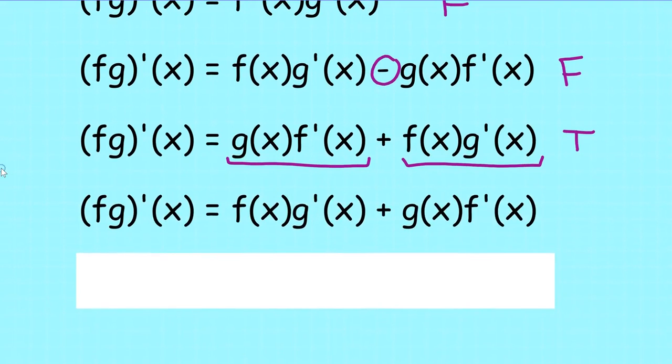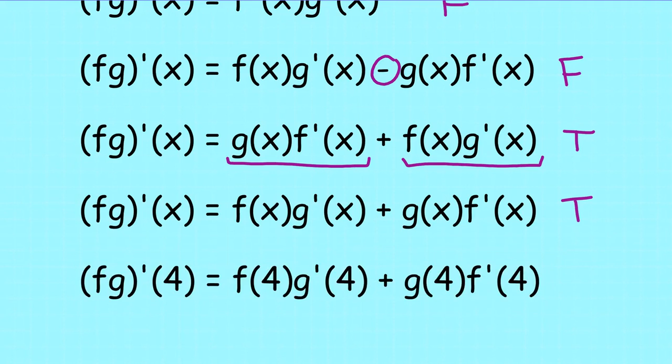Is this the product rule? The first times the derivative of the second plus the second times the derivative of the first? Yes, you're right again. That is true. And is this true? The derivative of the product evaluated at 4 would be f of 4 times g prime of 4 plus g of 4 times f prime of 4.